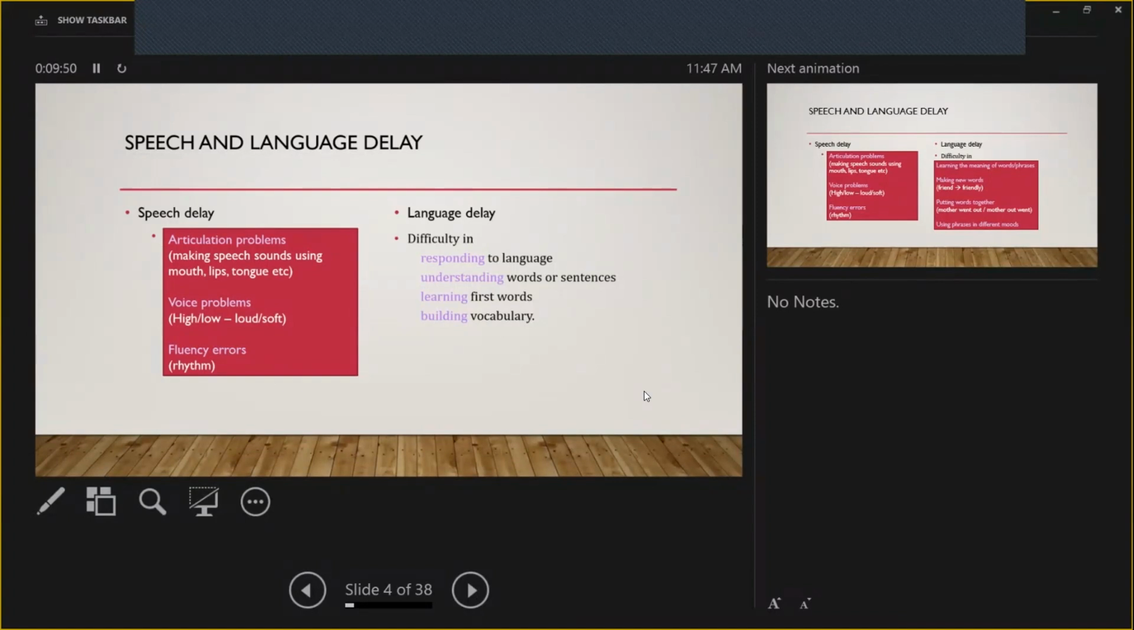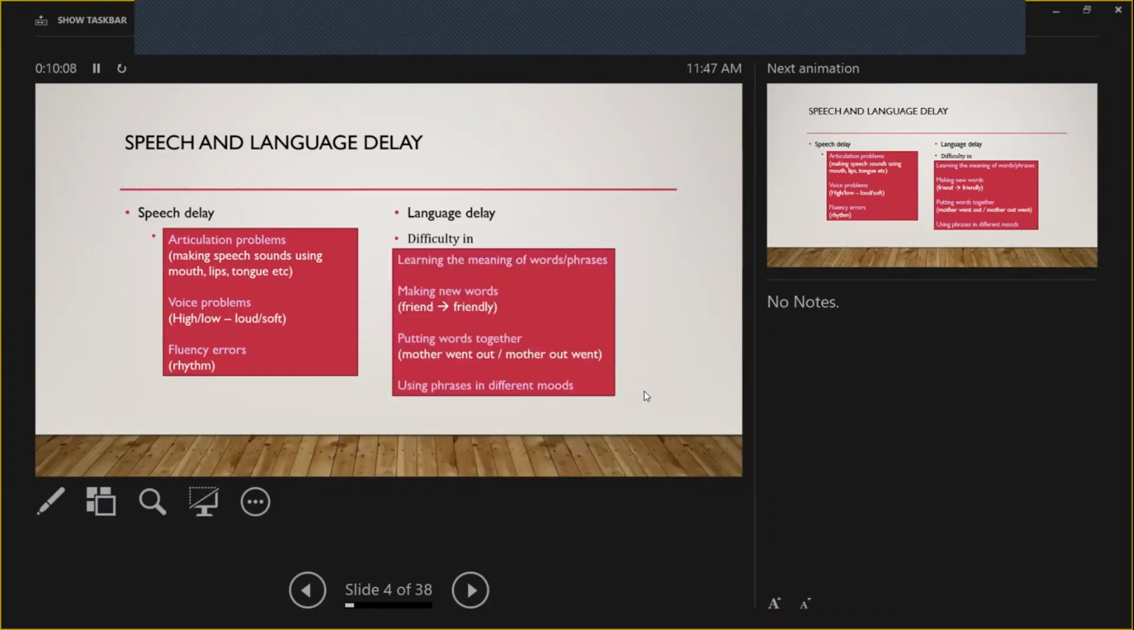So if you have a problem with articulation, tone, or the voice, or the rhythm, you have a speech disorder, right? On the other hand, language disorder is a difficulty in responding to language, understanding the words, learning the first words, or building vocabulary, right?